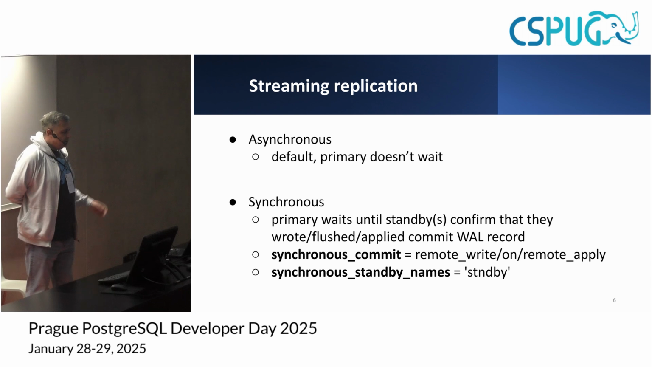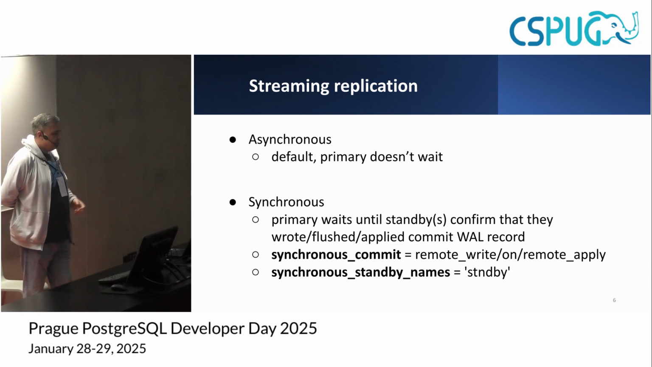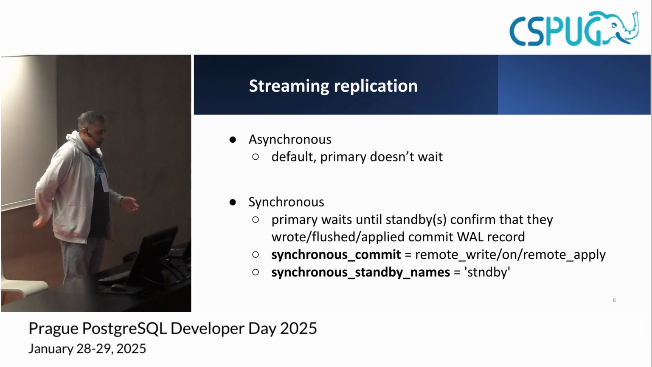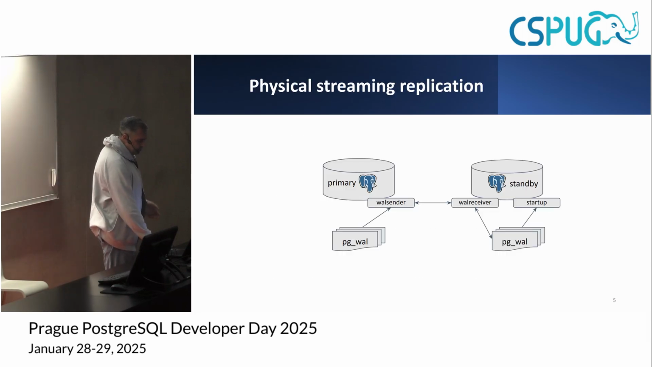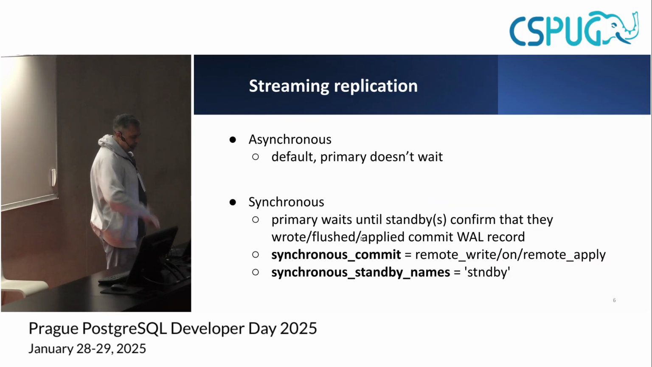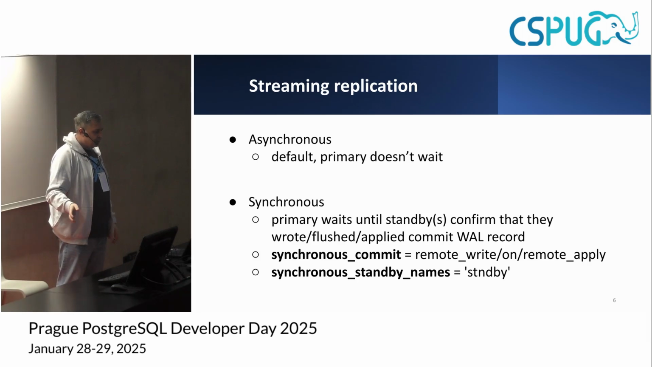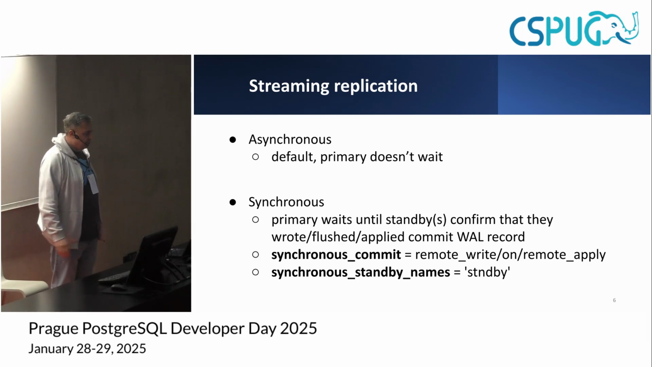And streaming replication by default is asynchronous. What does it mean? When primary writes something to pg_wal and WAL sender sends this data, it doesn't wait for a standby to confirm that it received and maybe applied those changes. So it just writes it and forgets, without waiting for any feedback.